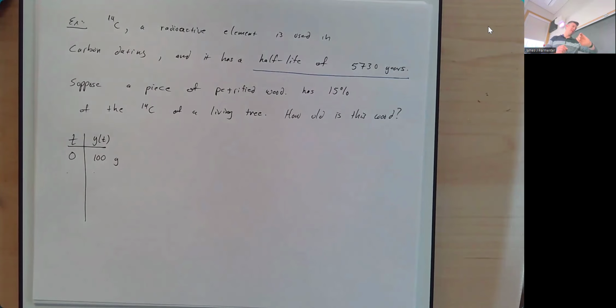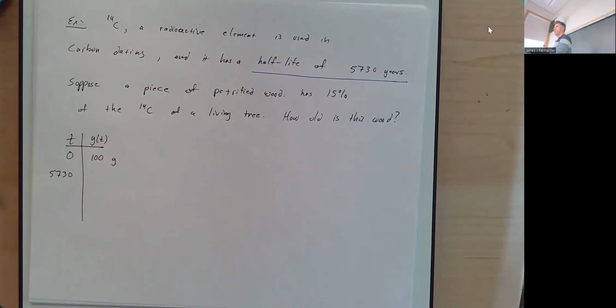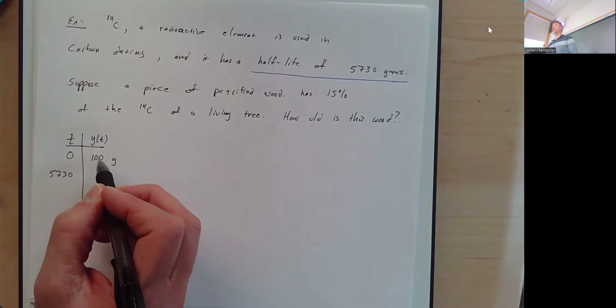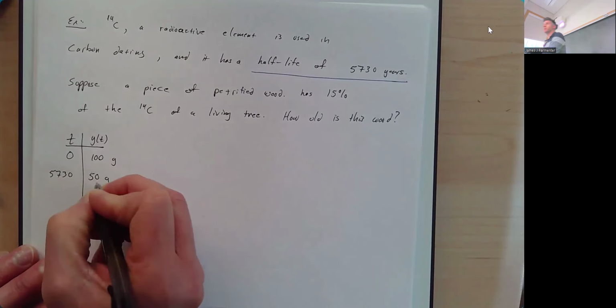Okay, so it's been almost 30 seconds, close enough. We know that 5,730 years later, we have half as much as we started with. We started with 100 grams, or whatever number you wanted to say you started with. So now, this many years later, we have 50 grams.